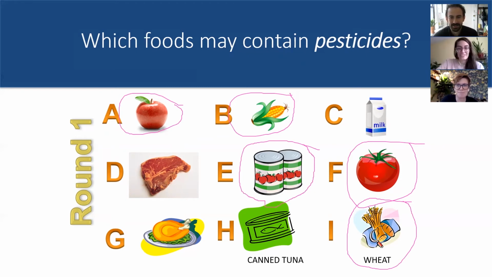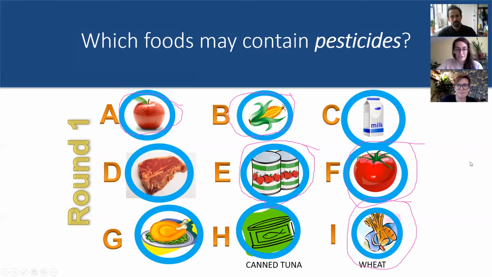Great. All right. So let's click through the answer. So yes, here, potentially all of these foods could be contaminated by pesticides. Peter and Liz, do any of these types of foods surprise you? Yeah, the canned tuna. Well, meats in general, but the canned tuna seems to be really surprising.